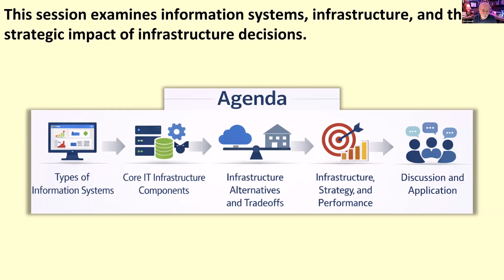And next, we'll consider the key infrastructure choices, including cloud, on-premises, hybrid environments, and we'll look at the trade-offs organizations face in areas such as cost control, flexibility, scalability, and risk. And then finally, we'll connect these ideas into managerial thinking by examining how infrastructure decisions influence organizational performance, strategic alignment, and business value. And then we'll close with a discussion and application so that you can relate these concepts to real-world organizations and real systems.